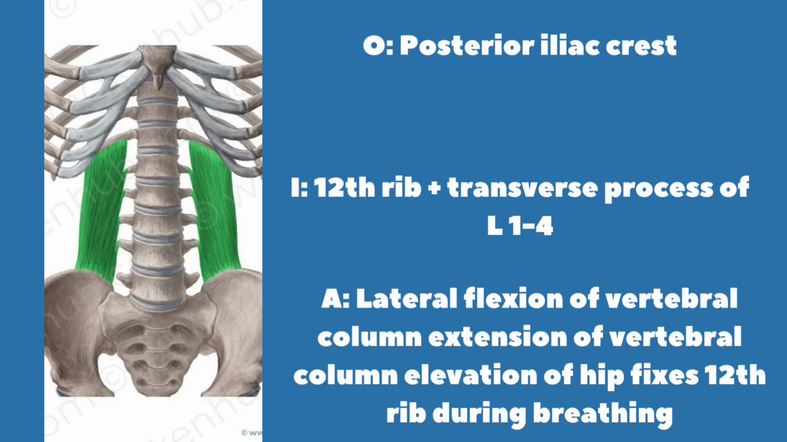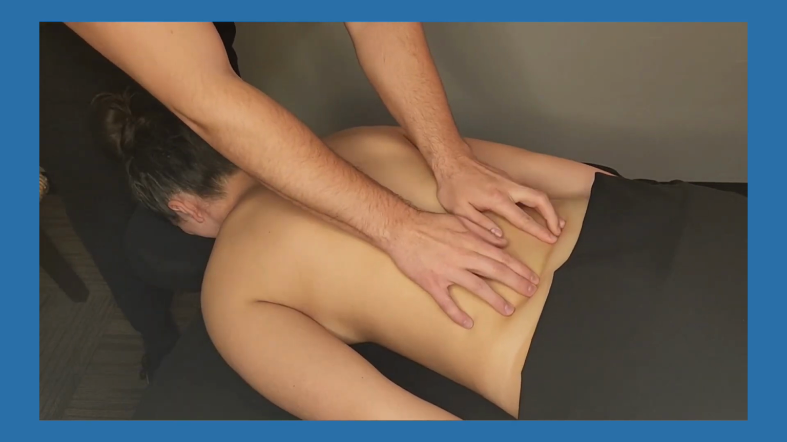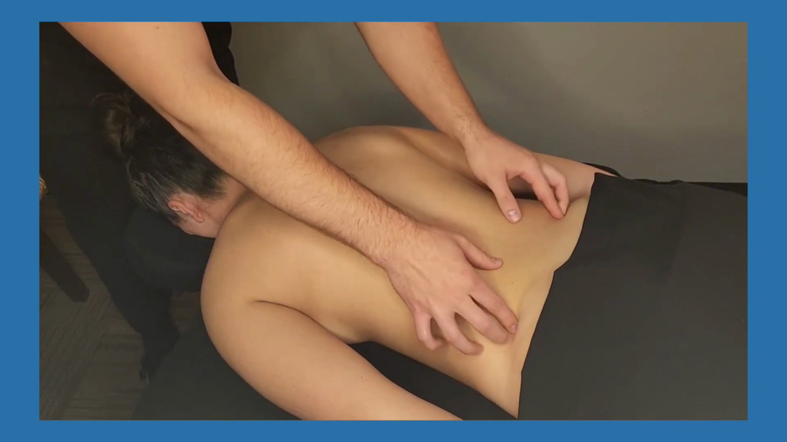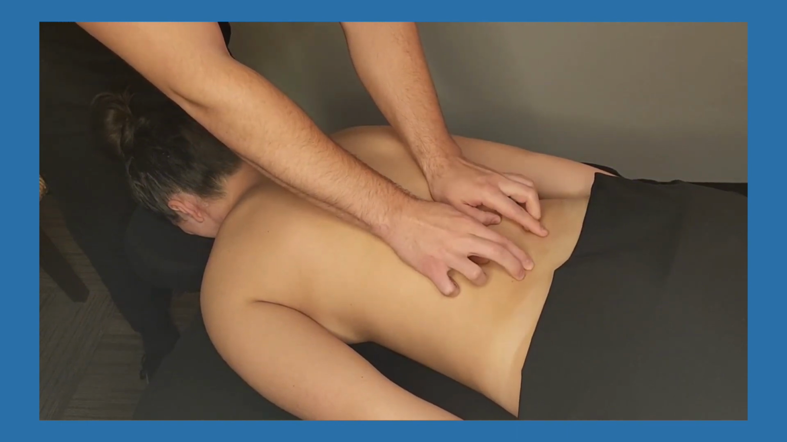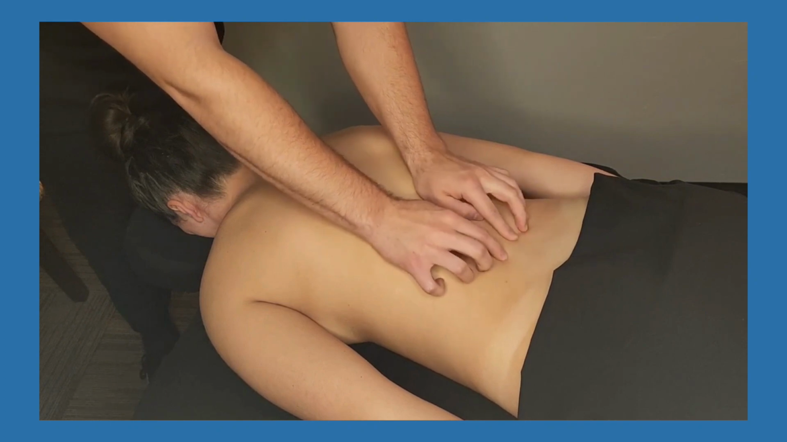Quadratus lumborum will originate the posterior iliac crest and insert at the last rib, the 12th rib, and the transverse process of lumbar 1 through 4.